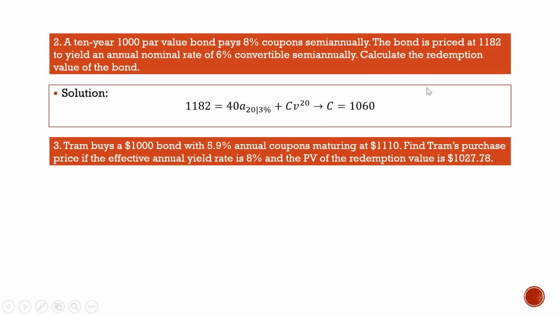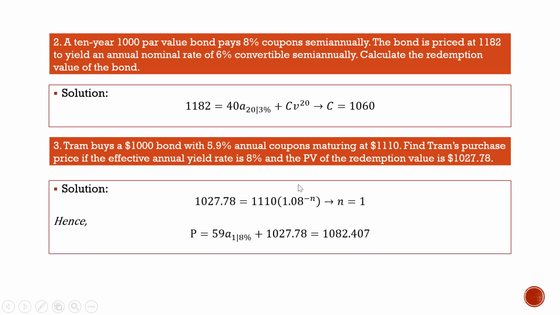So in this question, they give you the present value of the redemption value, not the redemption value. The present value of the redemption value, that means K, not C. So here the present value of the redemption value is the redemption value times v^n. Solving this equation, we have n is 1. So this bond is actually sold with a 1 year term.